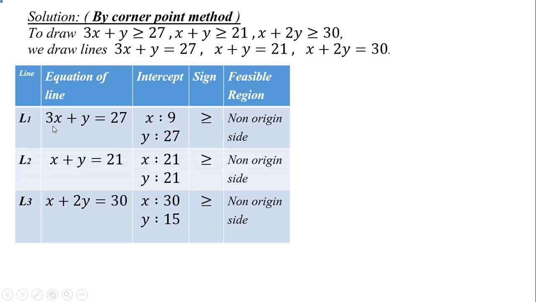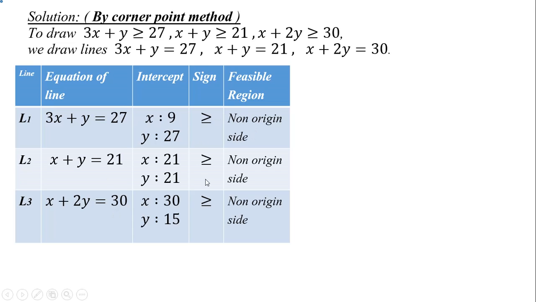Now the first equation is 3x plus y equal to 27. Now to find the x-intercept, we substitute y equal to 0. So we get 3x equal to 27, x equal to 9. To find the y-intercept, we substitute x equal to 0. So we get y equal to 27. Similarly for the second line and third line.